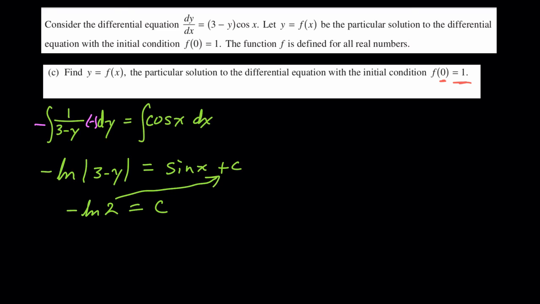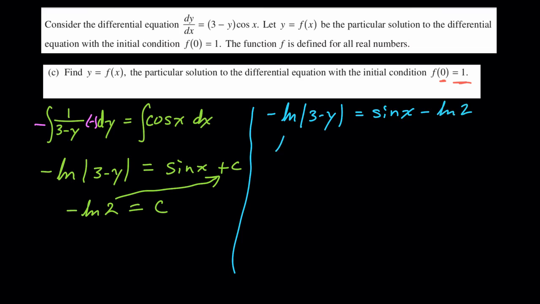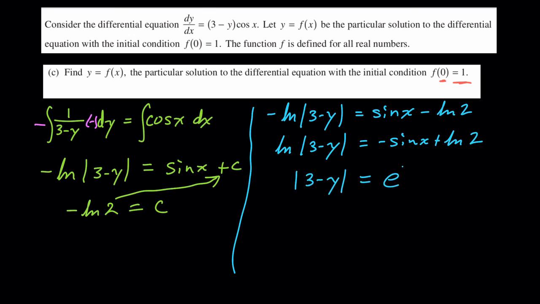All right, so now as we work this out, you're going to have negative natural log of (3 minus y) equals sine of x minus natural log of 2. Dividing by the negative, we're going to be solving for y here now, and that's going to give us negative sine of x plus natural log of 2. Exponentiate both sides, and so that's going to be e raised to the natural log, which is just simply the absolute value of 3 minus y, equals e raised to this power over here.